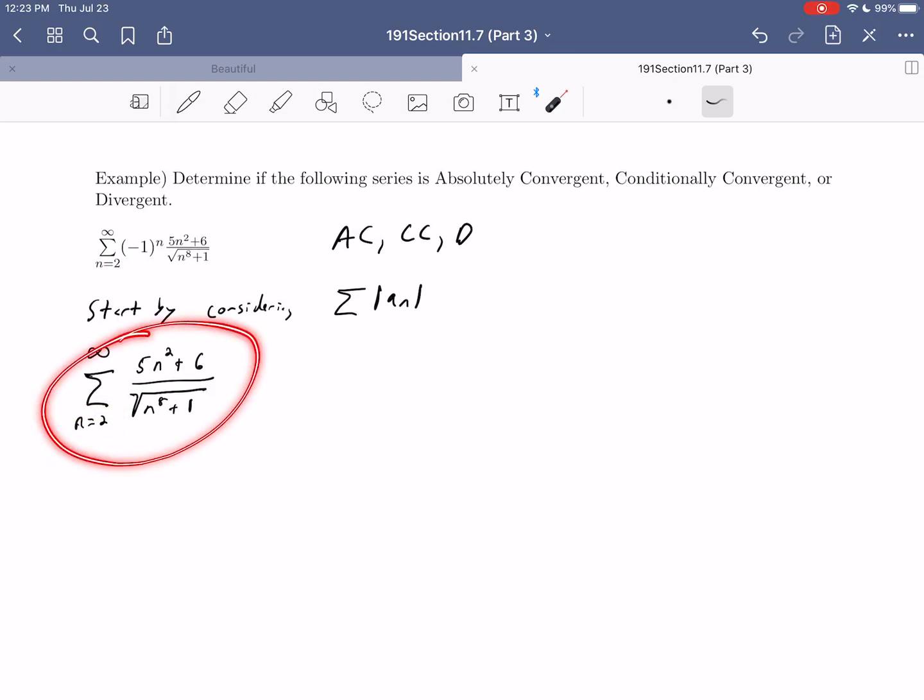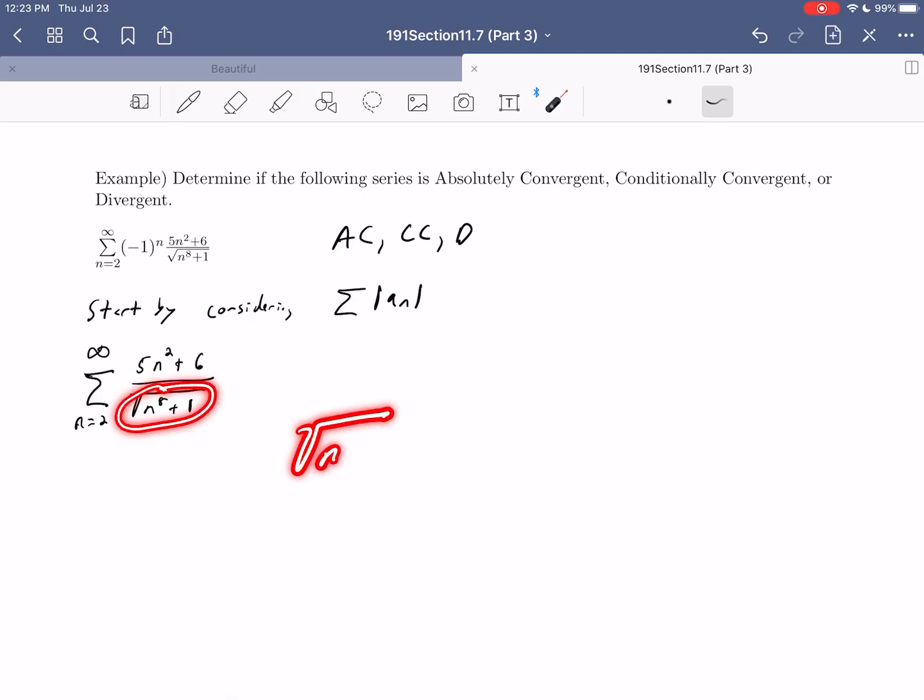So now we want to start by considering this. How are we going to analyze this? Well, if you wanted to, you could do a test for divergence in your head, but you can see that down here, we have a square root of n to the 8, which is going to be like an n to the 4th, and that n to the 4th is definitely going to outpace the n squared, so this is definitely going to go to 0.